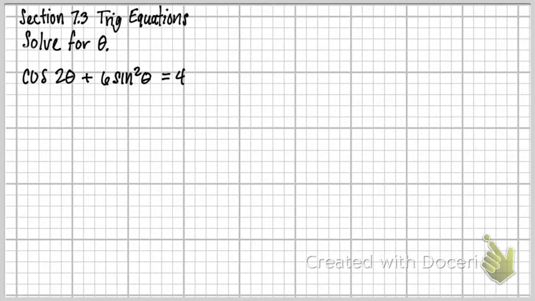So let's try one more, a little bit more advanced. One thing I notice here is I have a sine squared of theta, and I also have a cosine of 2 theta. Those are all very different sorts of trig functions. I have to find some way to put everything together so I can get it in terms of one trig function. So the idea that comes to mind is double angle formulas.